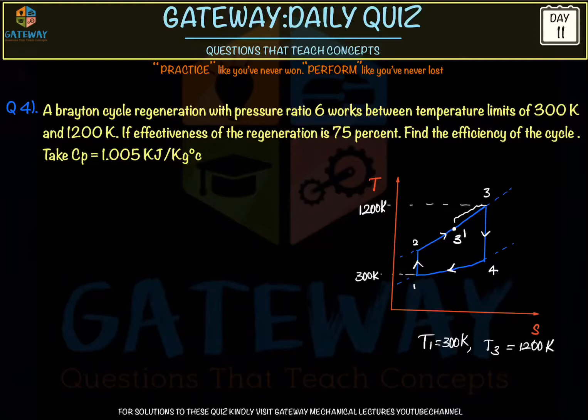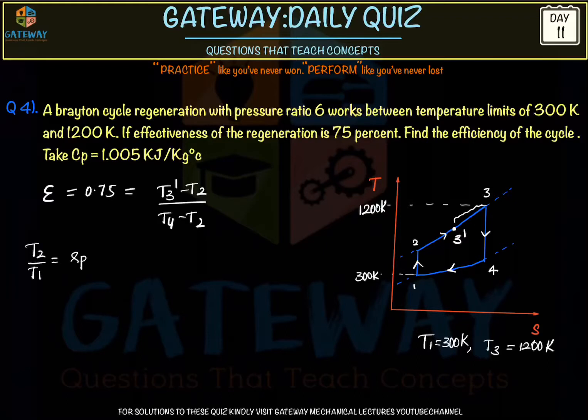In 2 to 3 dash we'll be using the regenerator, and the working of the regenerator we've studied in the previous question. So directly we'll apply the effectiveness of the regenerator here. That is given in the question as 0.75, and we will apply it directly as T3 dash minus T2 upon the maximum possible, T4 minus T2. Right, and we know T1 and T3, but we don't know the value of T2. So T2 we can obtain from T2 by T1 is equal to Rp power gamma minus 1 upon gamma. T1 was known, Rp was given in the question as 6. From that we'll get the value of T2, and T2 comes out to be 500.5531 Kelvin.